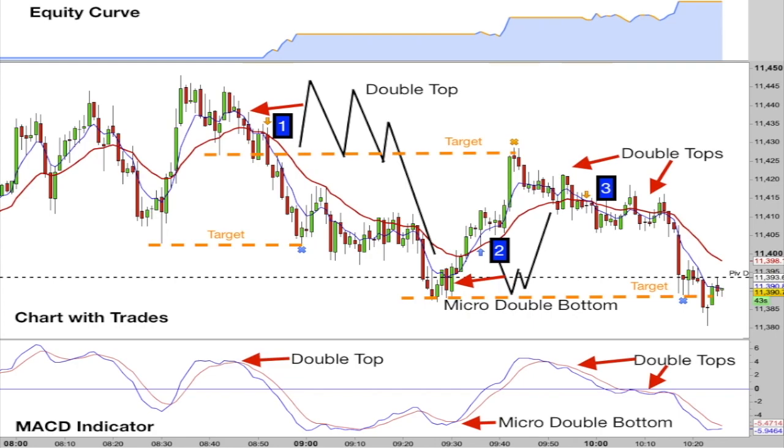So let me introduce you first of all to the chart. At the top of the chart we've got the equity curve just showing the money that I made from the trades. In the middle, obviously, the candlestick chart, and at the bottom this is the MACD indicator, with a 6 moving average rather than the standard 9 moving average on it, because I find that it reacts more quickly to the price action and is more effective when you are trading things like double tops and double bottoms.